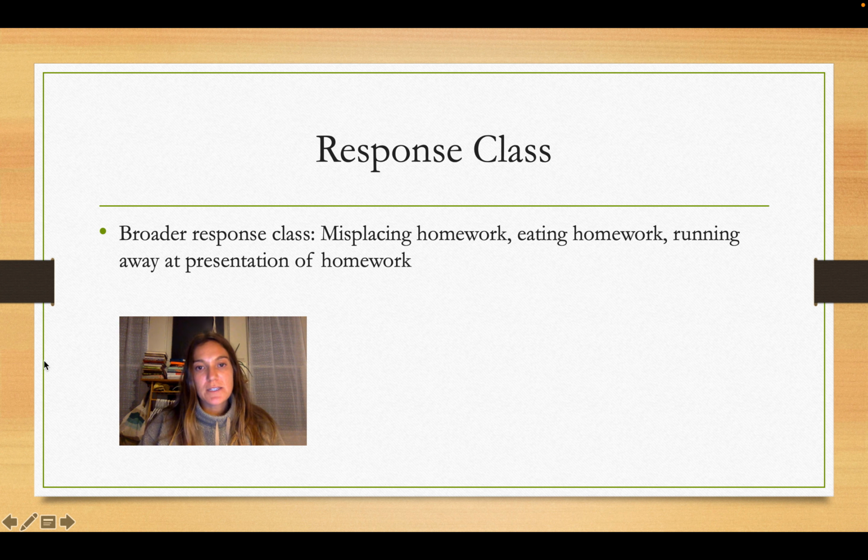So a broader response class for homework destruction would be misplacing homework, eating the homework, running away at the presentation of homework. These are all different topographies, but they serve the same function.